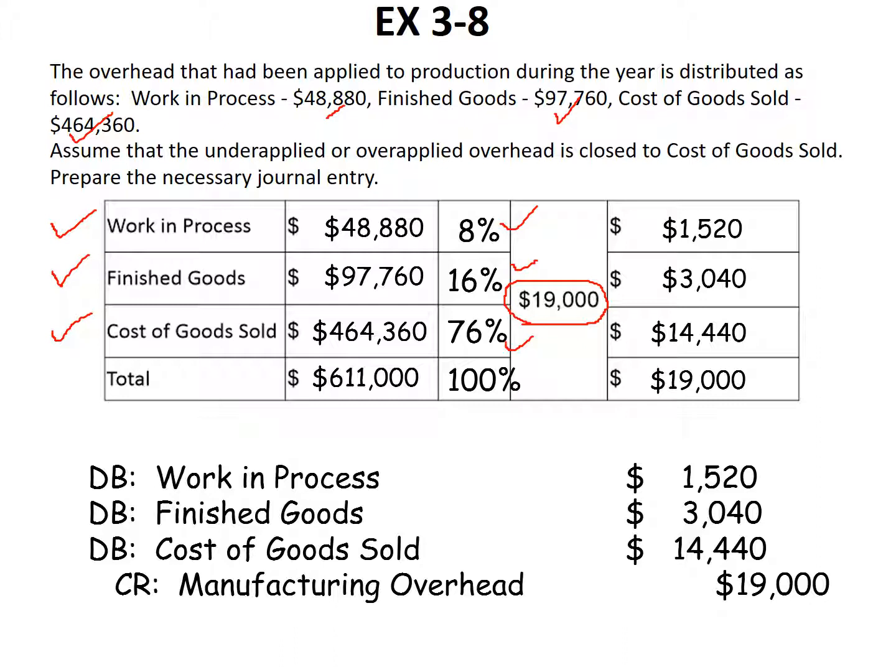So the journal entry that we're going to make as a result of this apportionment is we're going to debit work in process for the $1,520, we're going to debit finished goods in the amount of $3,040, and we're going to debit cost of goods sold for $14,440, which represents the total amount that we're going to be crediting out of manufacturing overhead.